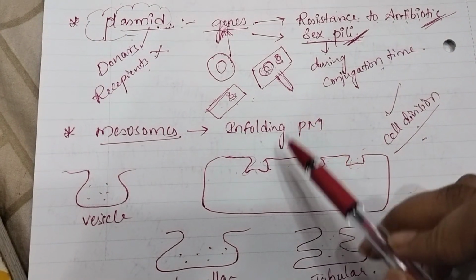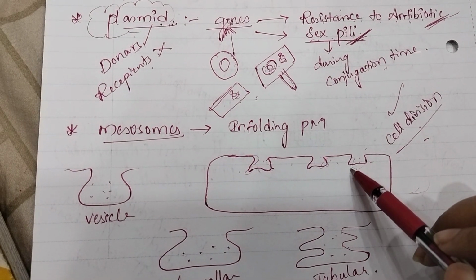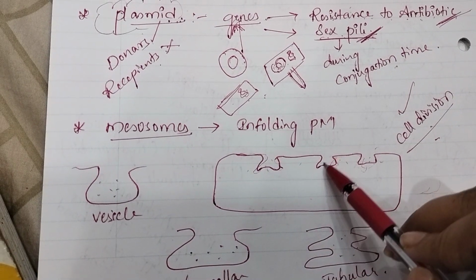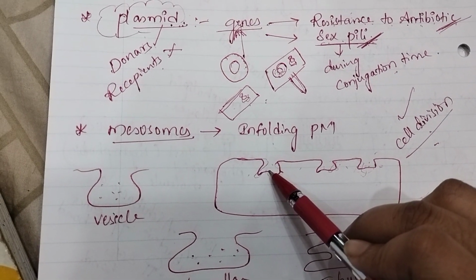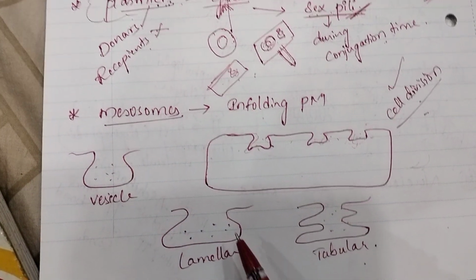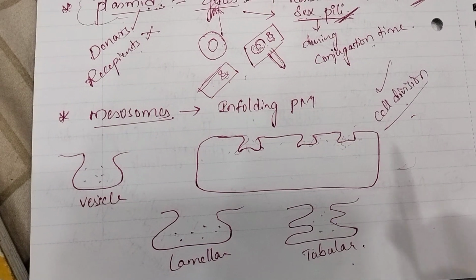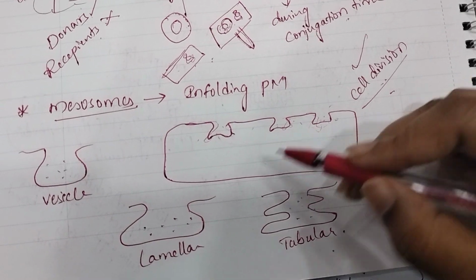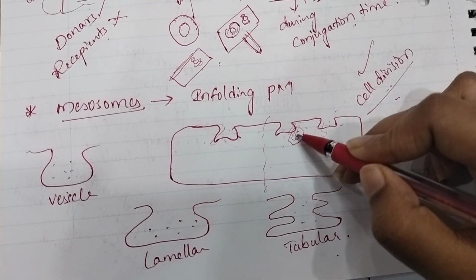Next, mesosomes. Mesosomes are nothing but the infoldings of plasma membrane. If you see, this is the plasma membrane, and this plasma membrane has some infoldings. The plasma membrane folds inwards, so these are called infoldings. These infoldings may appear in three forms: one is vesicle, another one is lamella, and another one is tubular. These mesosomes are mainly useful during cell division. When the cell is dividing, the genetic material comes and attaches here at the mesosome. So during the cell division, these mesosomes help.